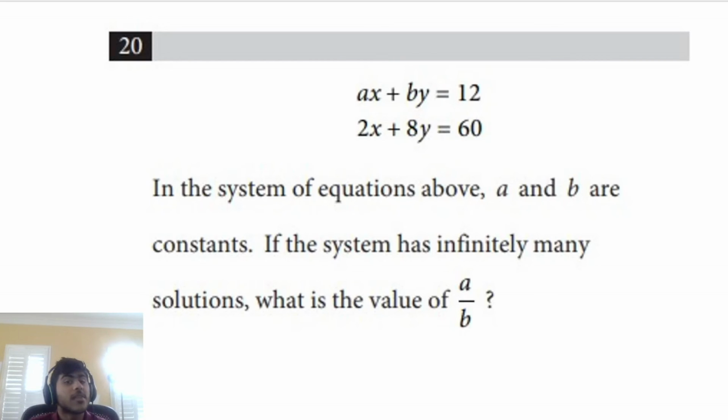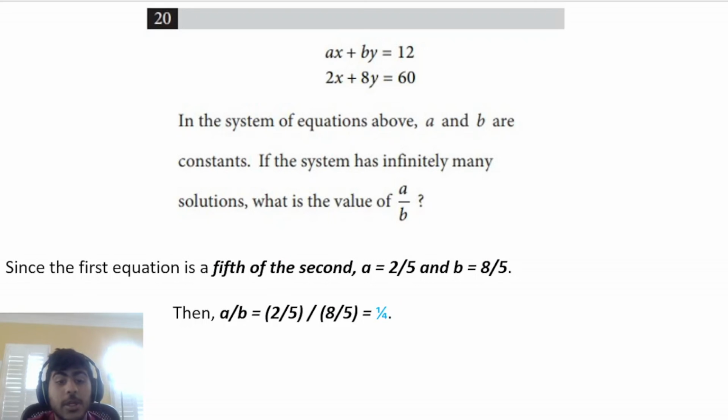Well, if the system has infinitely many solutions, that must mean that ax plus by equals 12 is simply a multiple of the second equation. So basically, we multiply the second equation by some number and get the first equation. Now, since we have 12 in the first equation and 60 in the second equation, we're going to multiply by 1/5. Since the first equation is a fifth of the second, a equals 2/5 and b equals 8/5. Then a over b equals 2/5 over 8/5, which is 1/4. So the answer here is 1/4.